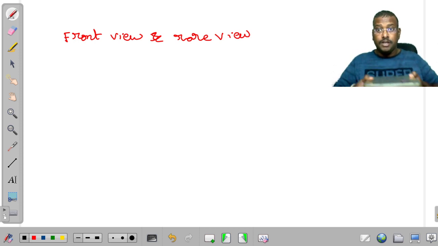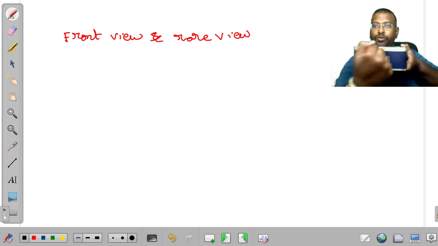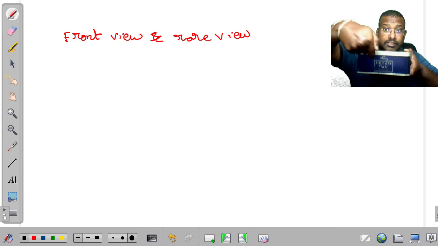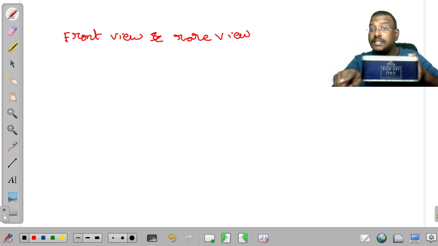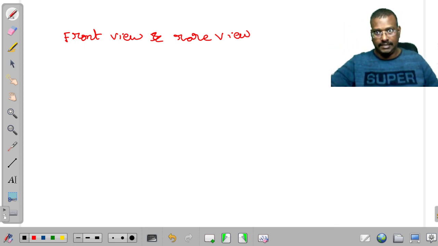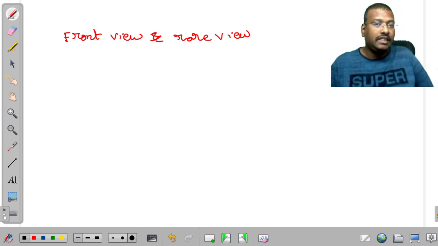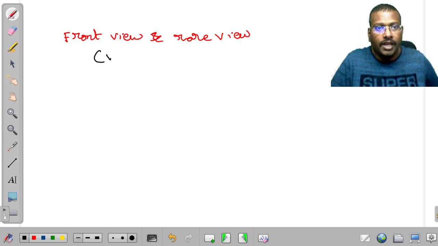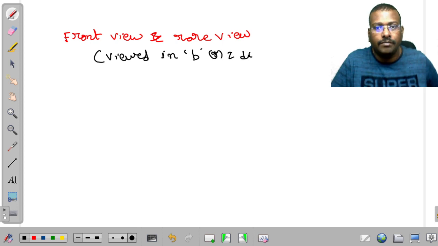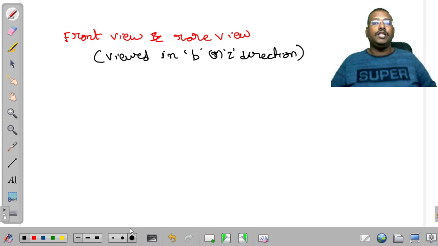So these two are observed in which direction? This direction. If you are here, you are viewing like this. Your rays are coming like this. These rays are parallel to which axis? Breadth axis. It is parallel to the breadth axis. So viewed in breadth direction or z direction, then we are going to get front view or rear view.